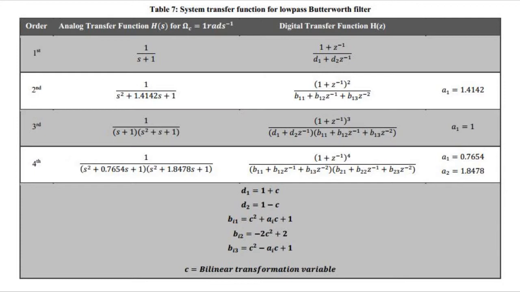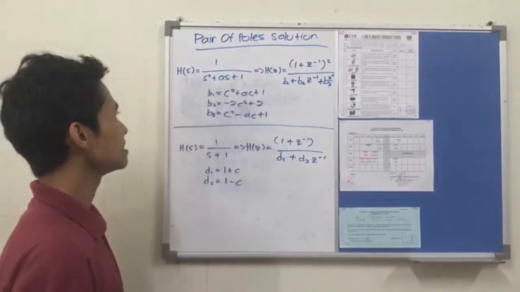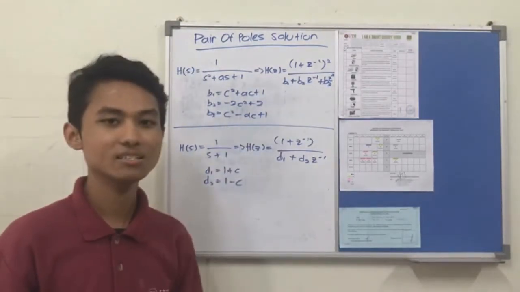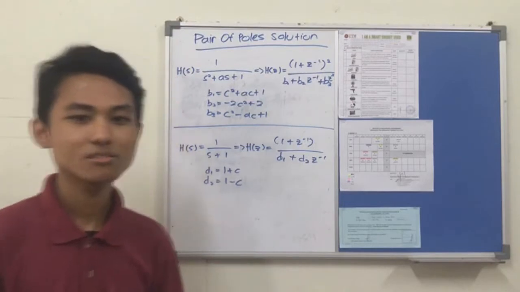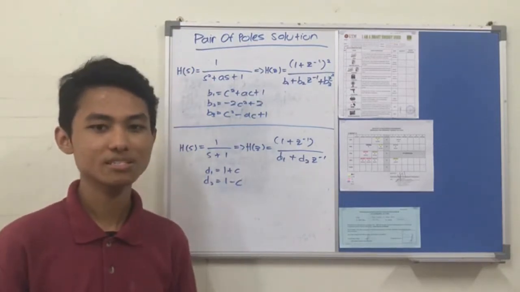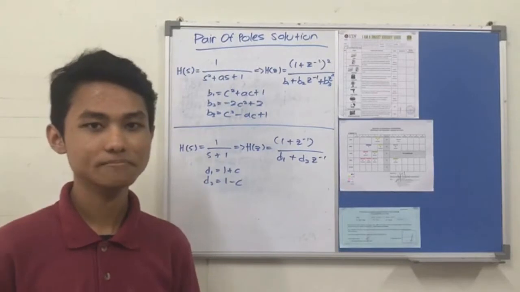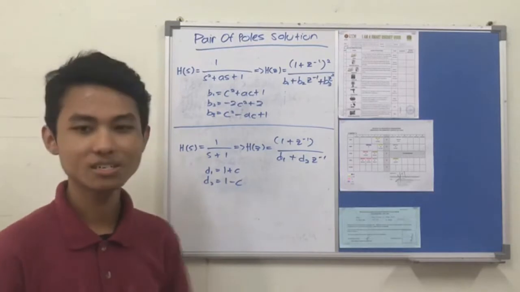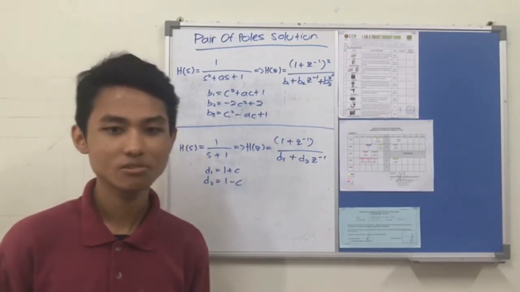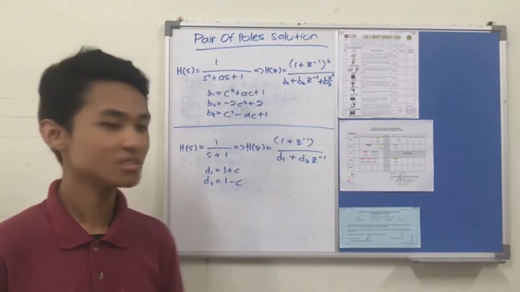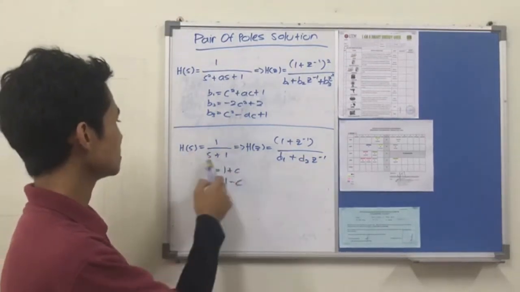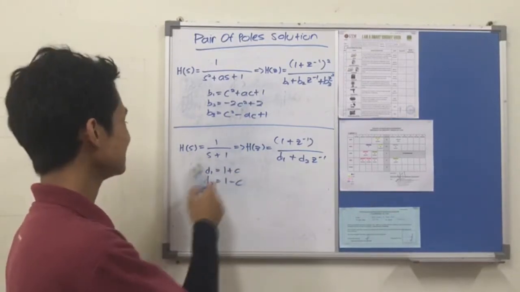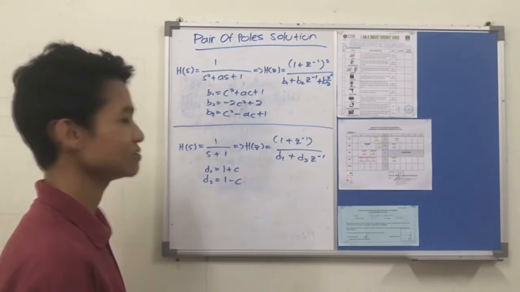From the table we can also have this formula, where these three formulas will be used when n is even. What I have explained before is when n is even. However, when n is odd, there will be one extra pole after pairing all of the conjugate poles. Thus, this H(s) will become H(z) by bilinear transformation. And from the table we also have this formula, which is D1 and D2.